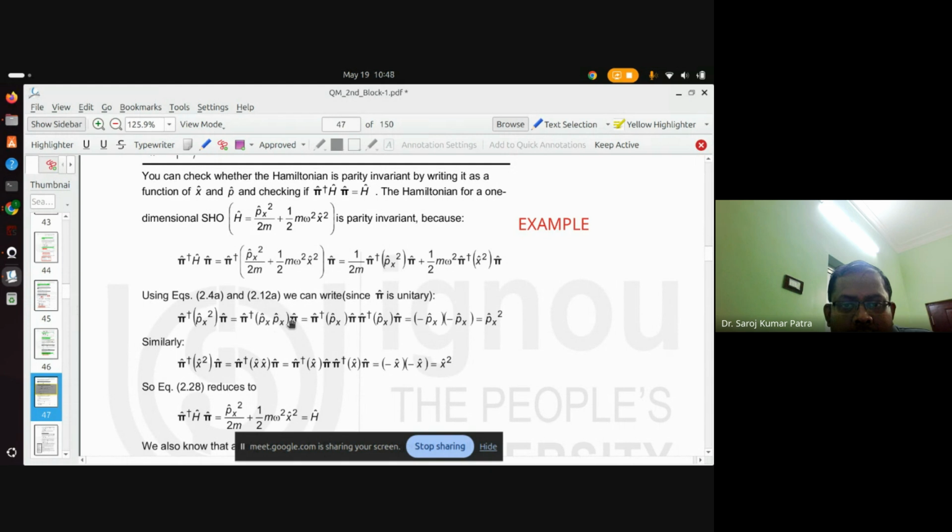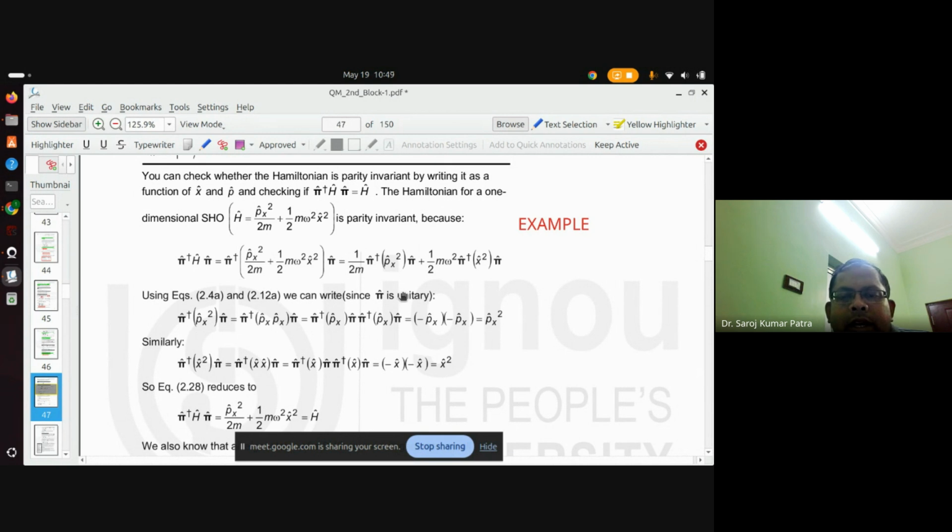Now we introduce one identity matrix in between. Pi pi dag is identity, which we have already discussed in the beginning. What did we have to find? Pi dag p square pi. So I can write p square as px into px, and between px and px, in the middle, I am introducing one identity, which is pi pi dag. So what does it become? It becomes pi dag px pi, pi dag px pi.